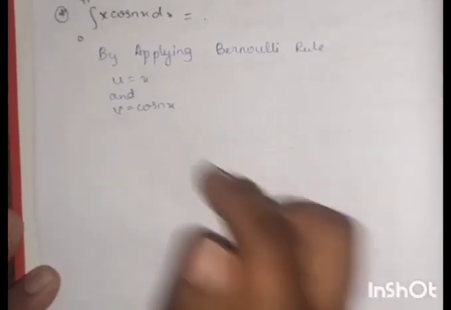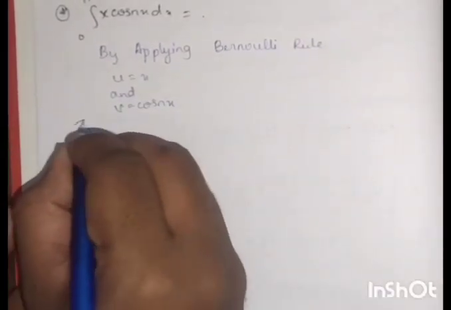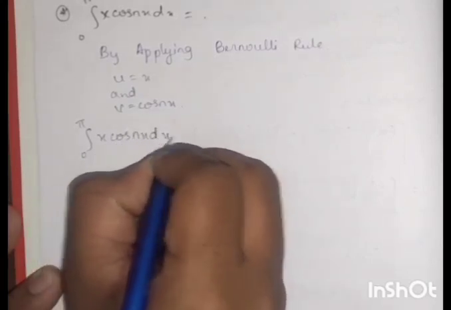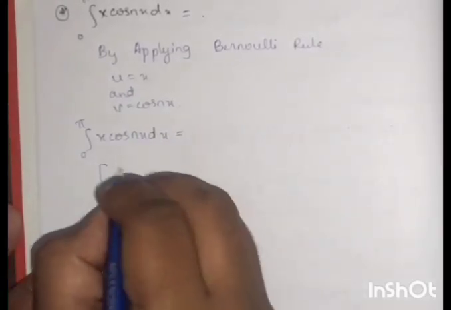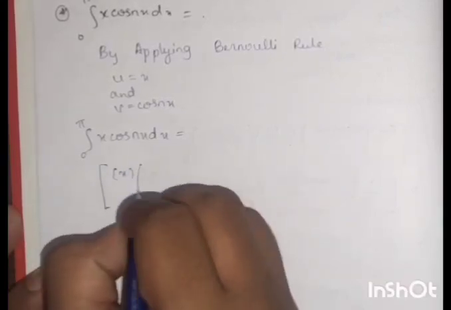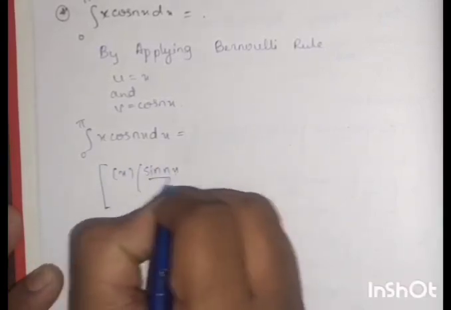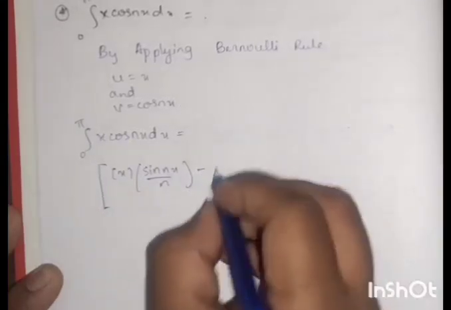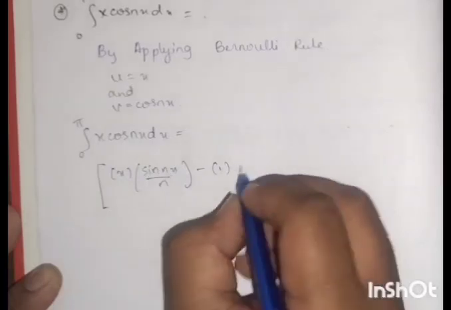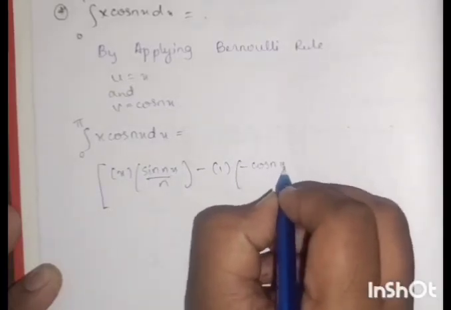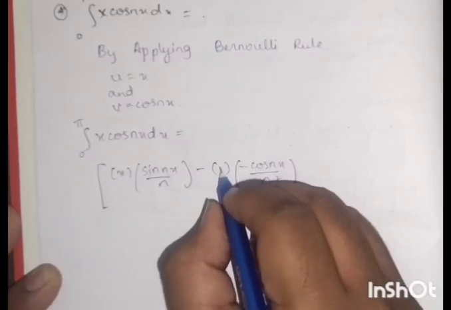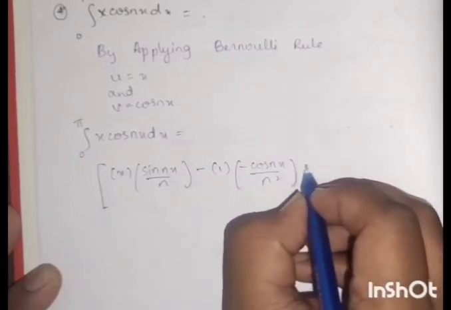So let us see, the integral of x cos nx dx equals: x as it is, integration of cos nx is sin nx by n, minus differentiation of x is 1, and integration of sin nx is minus cos nx by n square. And again we are differentiating 1, but it will be 0, so no need to write it again.